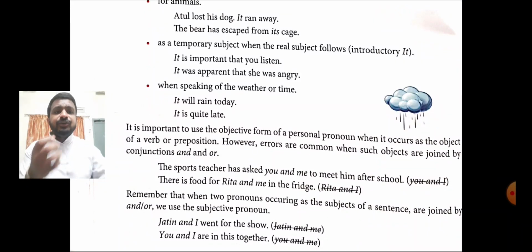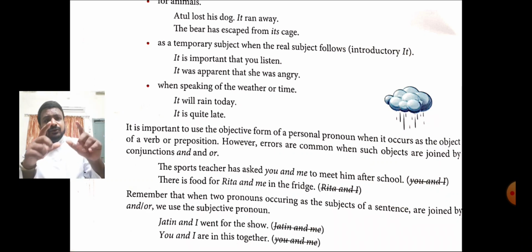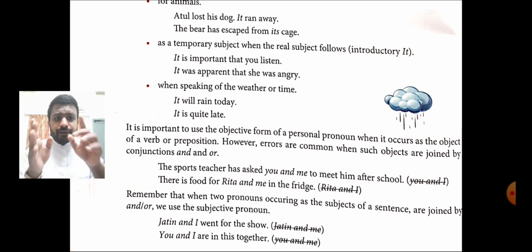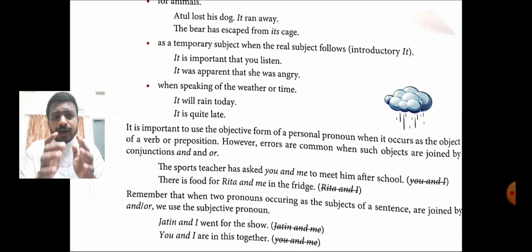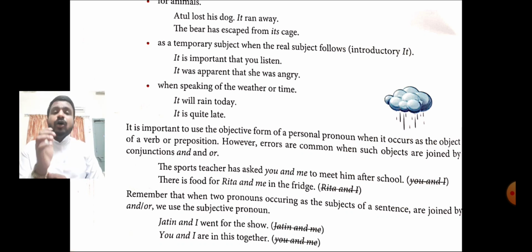Now it is important to use the objective form of a personal pronoun when it occurs as an object of a verb or a preposition. Now, whenever two things come, for example, you and me, or Jatin and I, you and I, or Rita and me, how to use it? When it comes as the objective form, you need to use only the objective types.